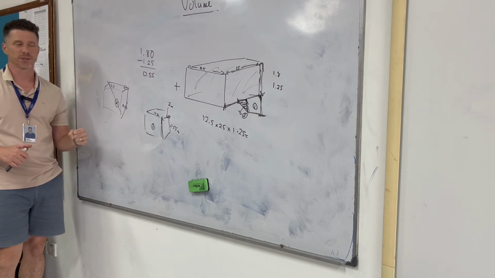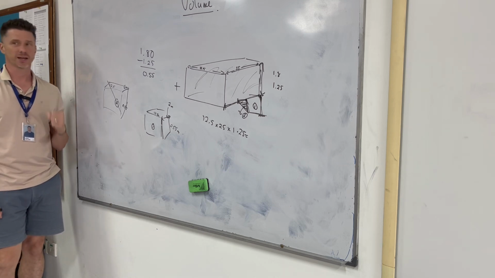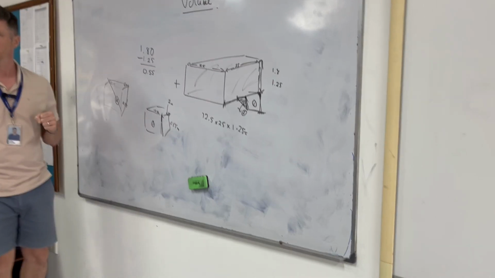So if you want to get into even more detail or talk about this in your accuracy section or limitations section, there are things that will affect the volume of the pool. Can anyone give me one?